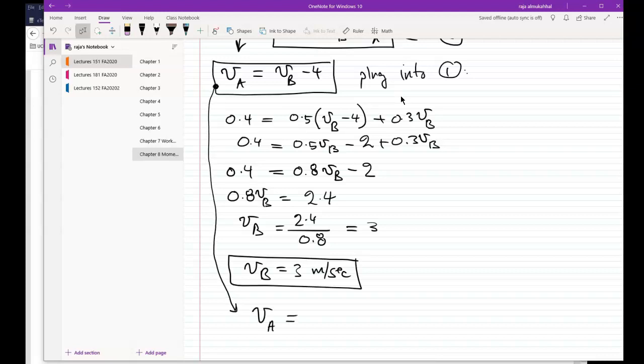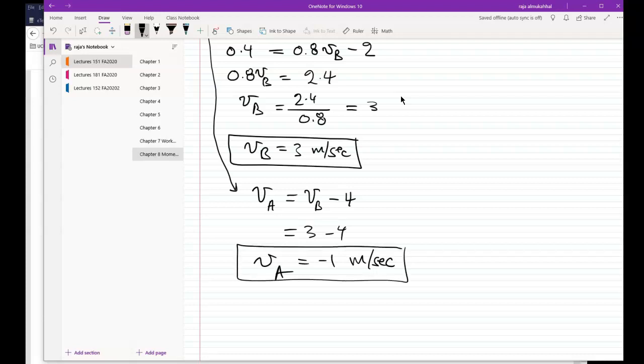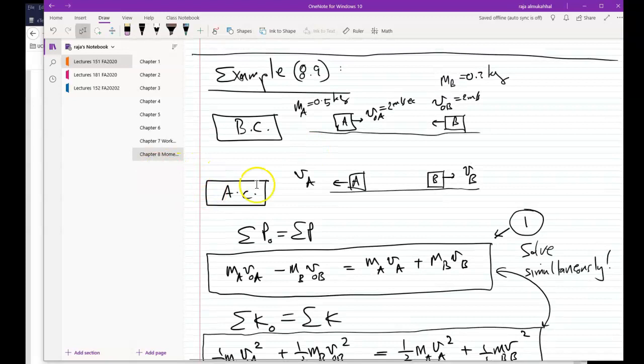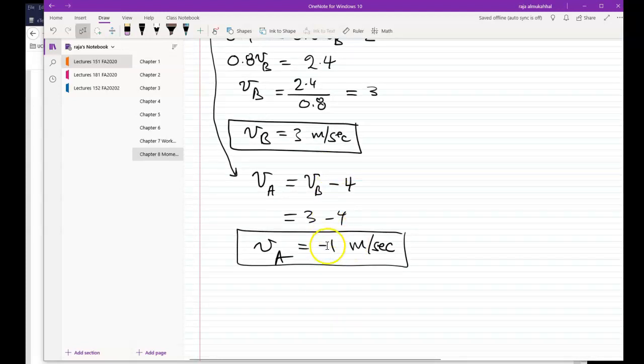VA is equal to VB minus 4, and that's equal to 3 minus 4, that's negative 1. See the minus sign there? Why is there a minus sign? Well, look at the drawing again. After collision, VA is going to the left. When I was solving, I acted like I don't know, remember? I didn't put a minus sign there. I acted like I don't know which direction, up or down or left, I have no idea. Well, look at that. The mathematics took care of it and gave it to me. It said, it's to the left.